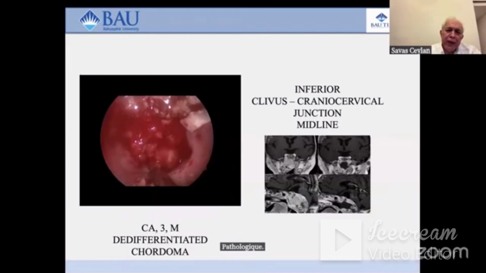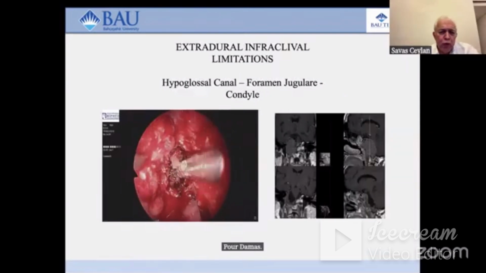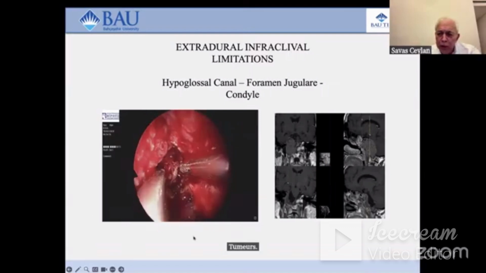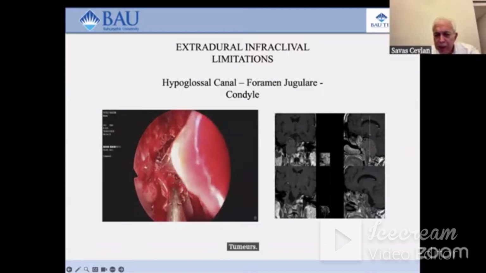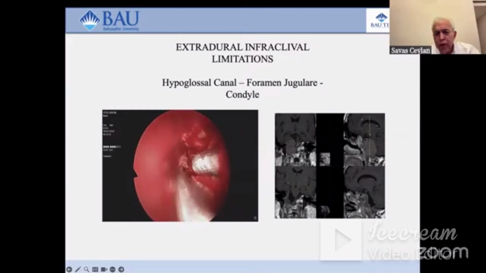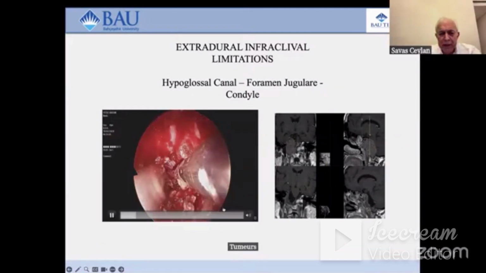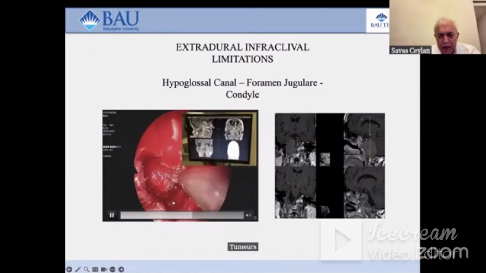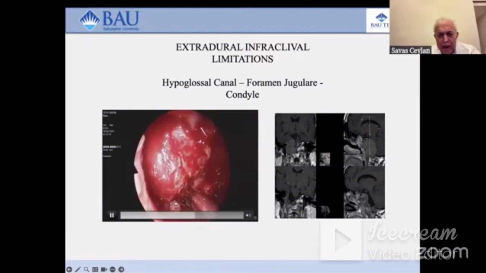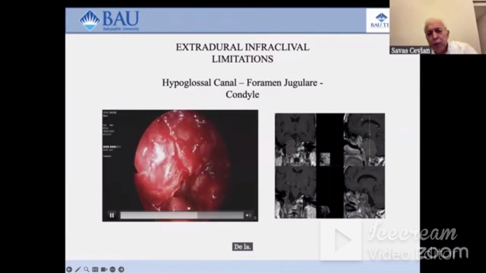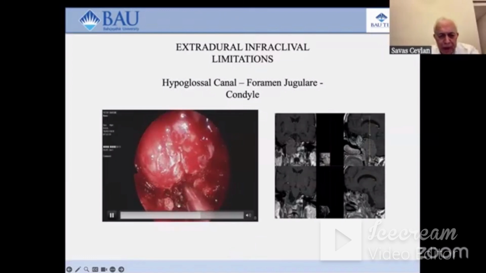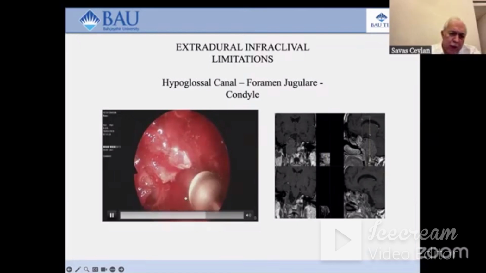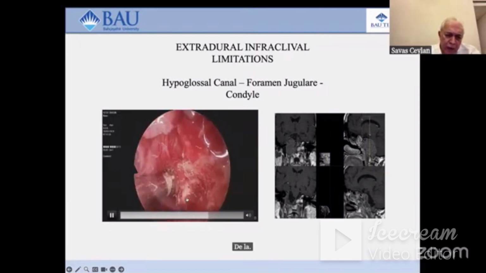In the other case, this huge extradural tumor extends to the odontoid tip and craniocervical junction. This extradural tumor was resected totally. We reached the craniocervical junction, explored the anterior arch of C1, and then the lateral condyle was explored.